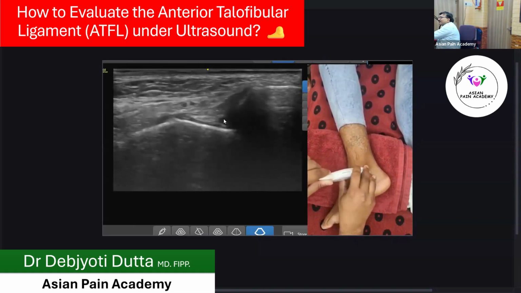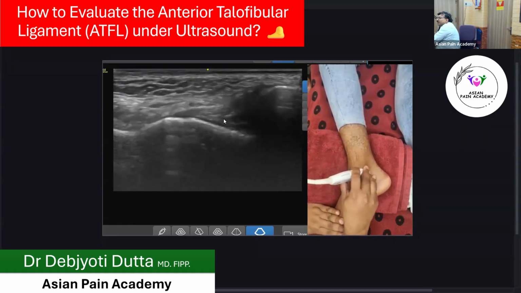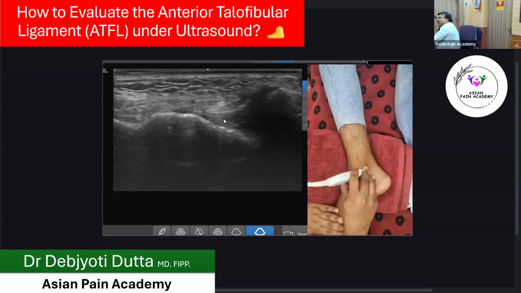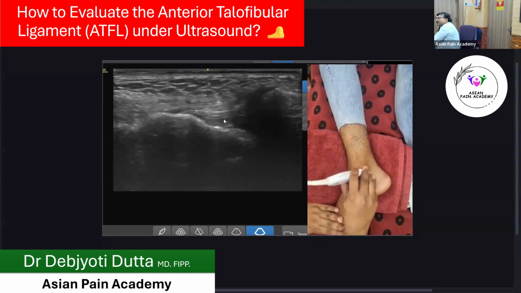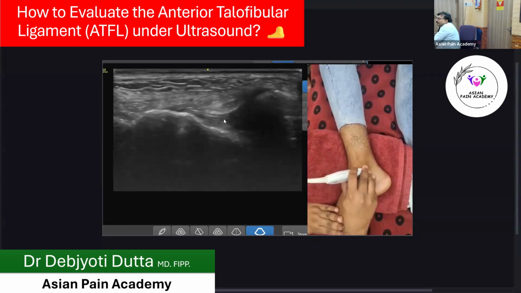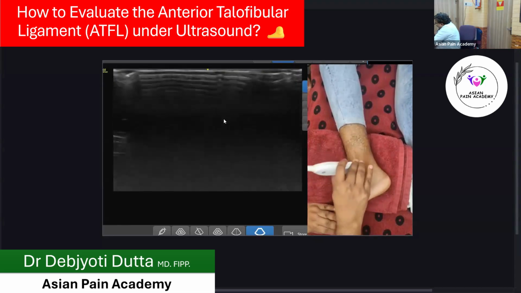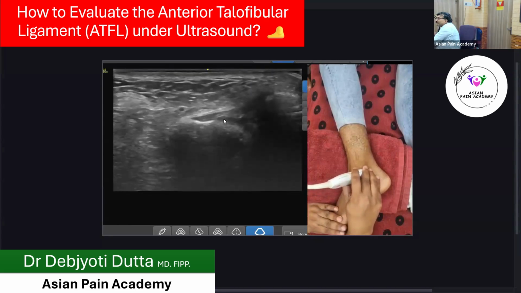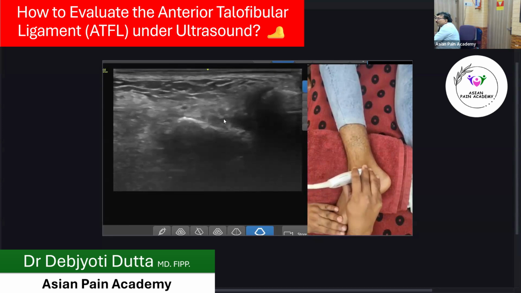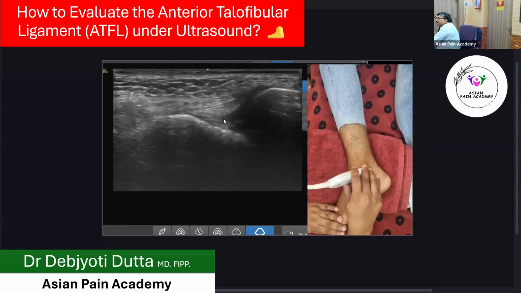And does everyone see this ligament? To stretch it, let us put a little bit of pressure, and here we can see the clear ligament between these two bones. Those who are not able to see it properly, I am trying to make it clearer. Actually, in the ankle, we need to put a lot of gel for maintaining proper angulation. Otherwise, there are too many ups and downs. Now you can see the ligament in between these two bones.